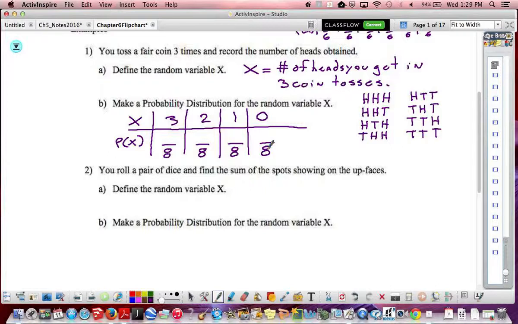How many of them up here have 3 heads? How many of them have 2 heads? And 1 head? And 0 heads? Okay.